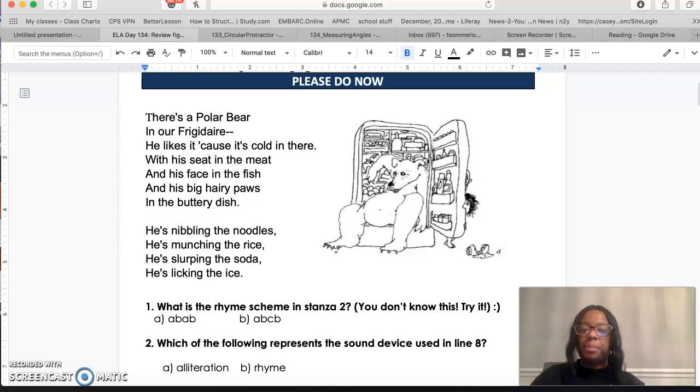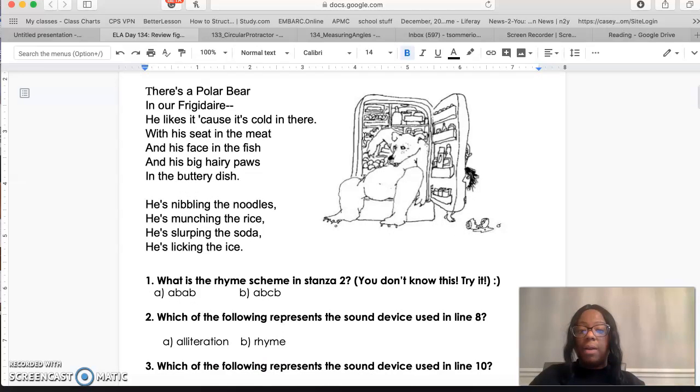Press pause. All right, guys, welcome back. So today's do now is a poem and it has an illustration. Just for the sake of time, we're going to go through this really quick. There's a polar bear in our Frigidaire. He likes it because it's cold in there. With his seat in the meat and his face in the fish, and his big hairy paws in the buttery dish. He's nibbling the noodles, he's munching the rice, he's slurping the soda, he's licking the ice.